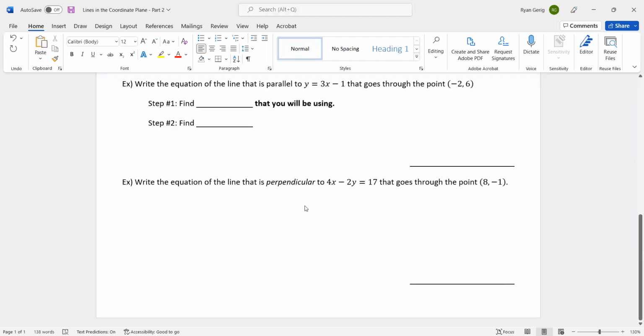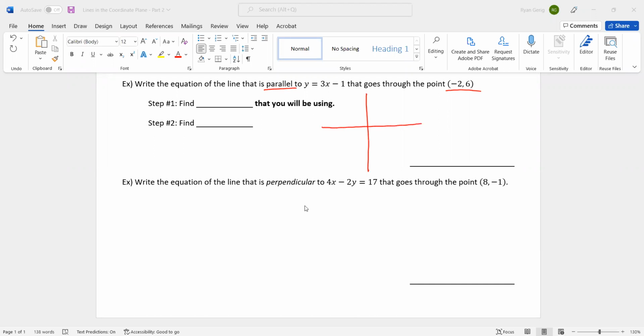Writing the equation of the line. Now that seems like I'm almost done with the notes. I'm actually going to spend probably most of my time here. All right. So write the equation of the line that is parallel to y equals 3x minus 1 that goes through this point. I'm not going to expect you to do this, but I'm going to show you what's going on here.